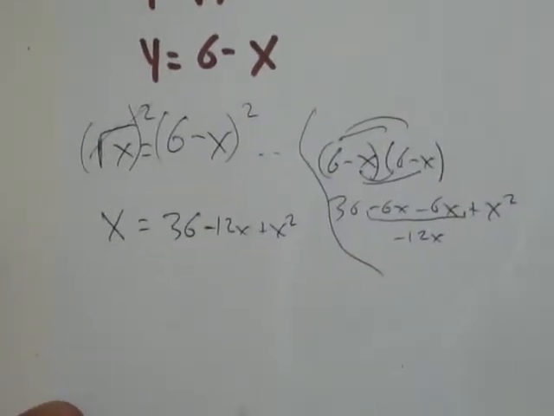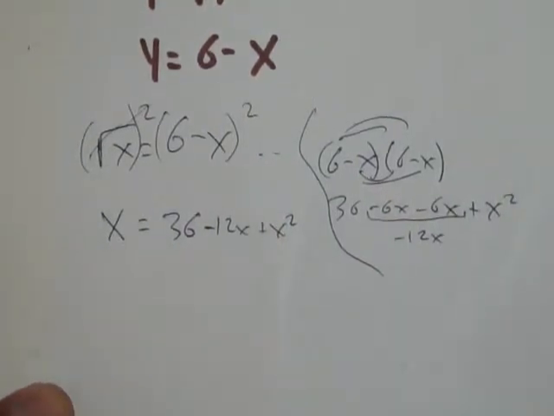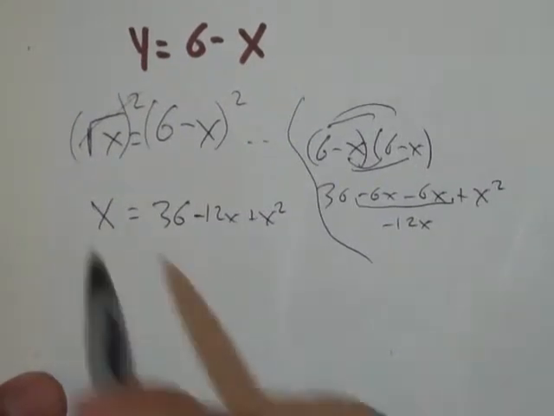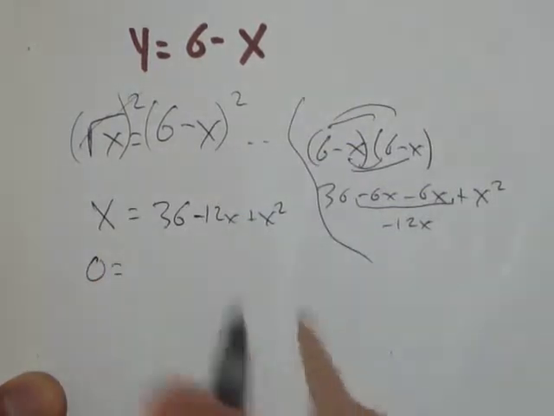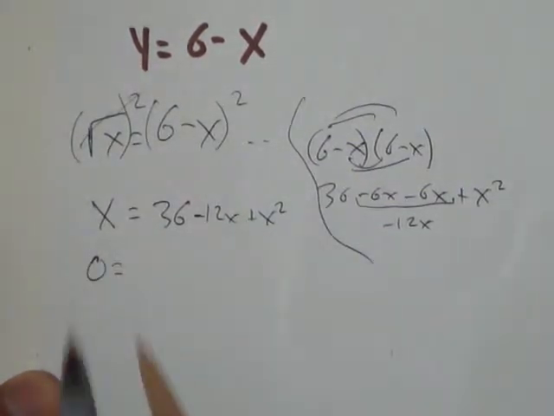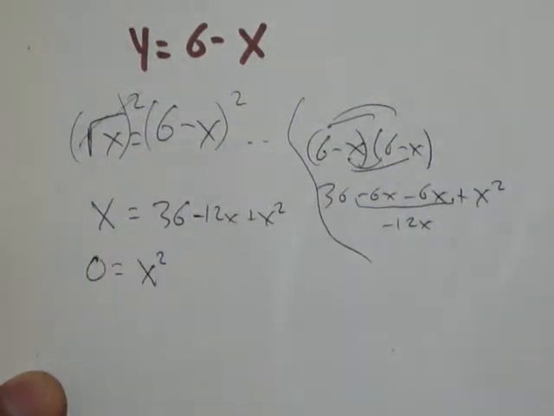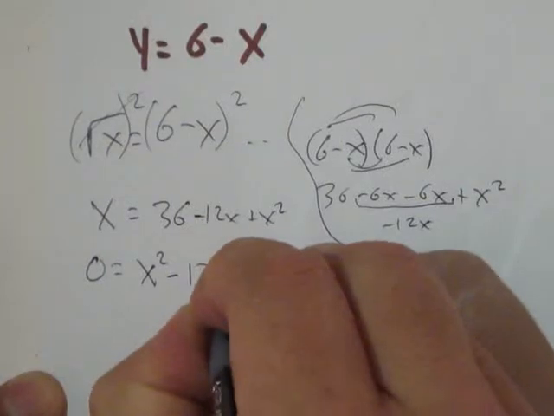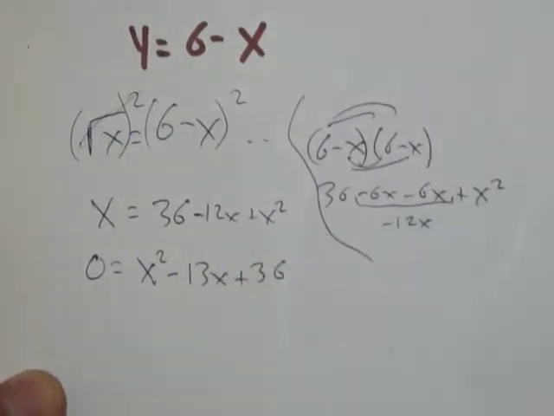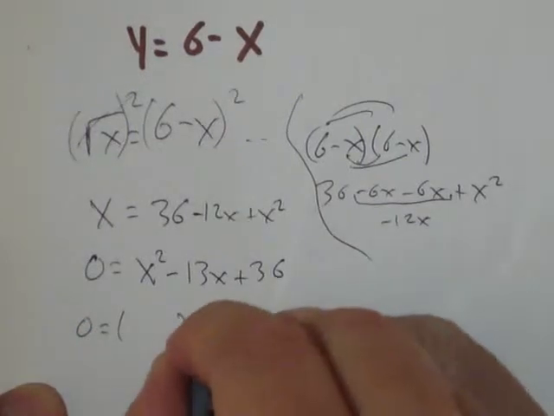Alright, so we get this stuff here now. Now we have another quadratic, and we can just solve this one for x. So let's get the x over to this side. We get 0 equals, and I'm going to rearrange this so the squared part is first. So x squared, and we're subtracting an x from both sides, so it'll be minus 13x plus 36. And now we've got to factor this thing.